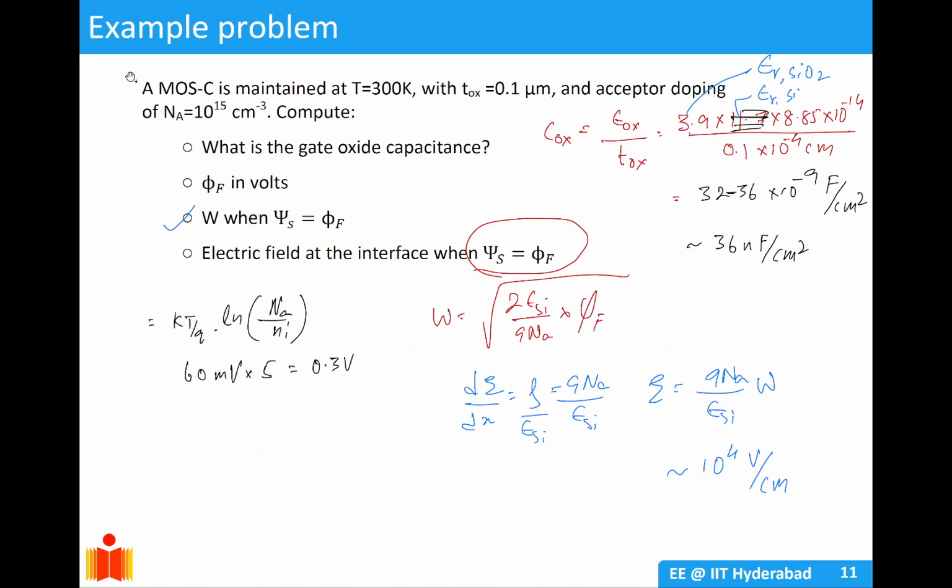Next example problem. A MOS capacitor is maintained at T equals 300 K with a Tox equal to 0.1 micron and acceptor doping of Na equals 10 power 15. Compute the gate oxide capacitance, phi f in volts, W when psi s equals phi f, and the electric field at the interface when psi s equals phi f. So Cox we can calculate by epsilon ox by Tox. You put all the values.